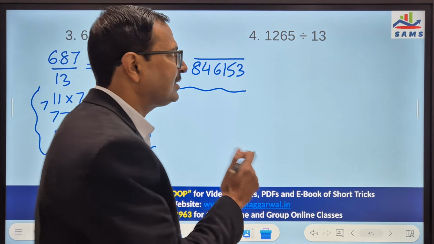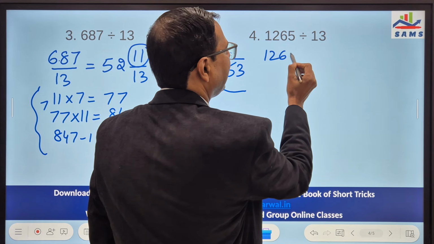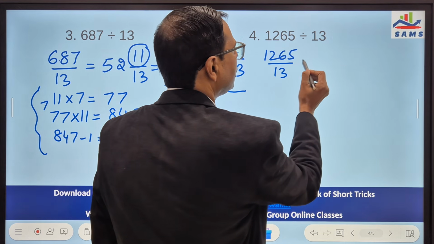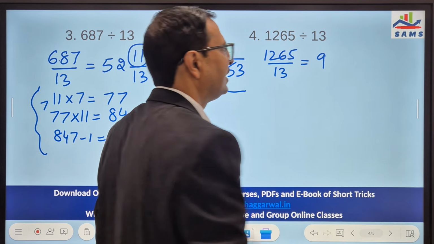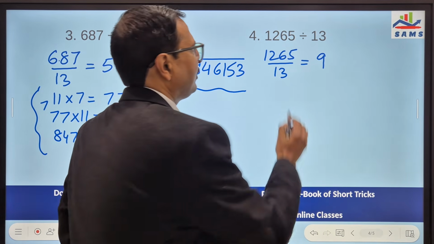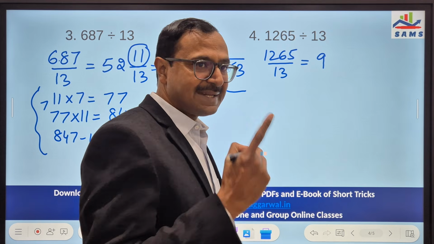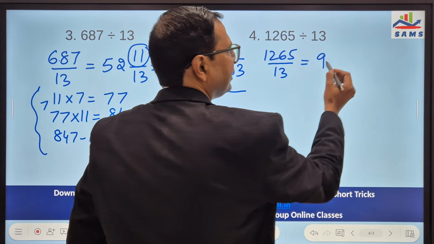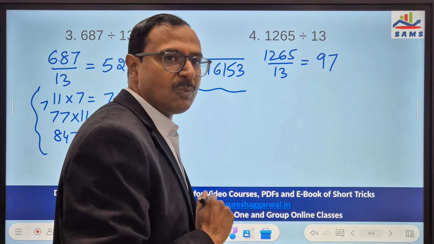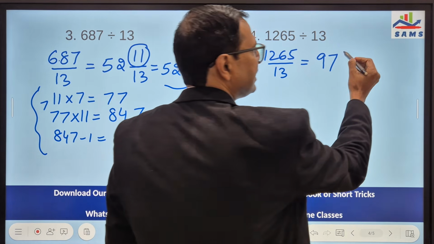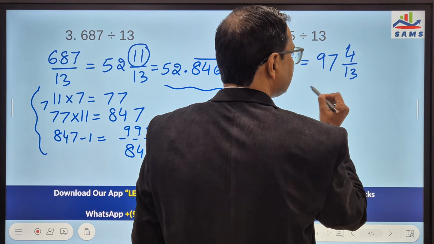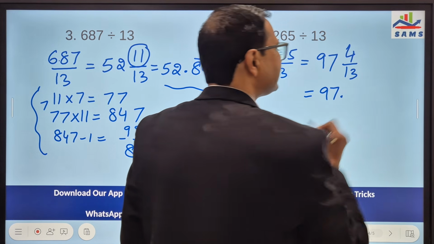Let's take one more question. 1265 divided by 13. So we have 13 9 times 117. 126 minus 117 is 9. So 95. 13 sevens are 91. 95 minus 91 is 4. So 4 upon 13. So your answer will be 97 point something.